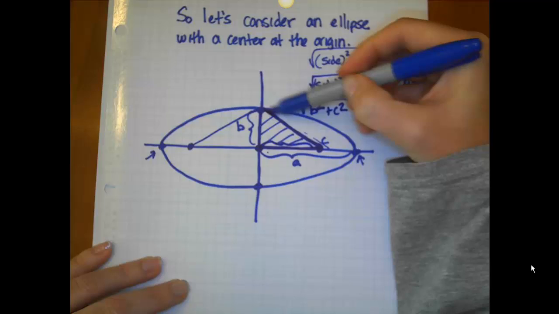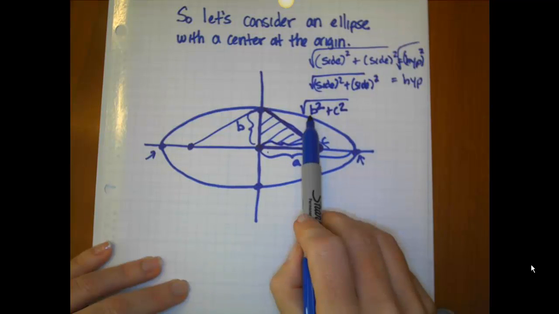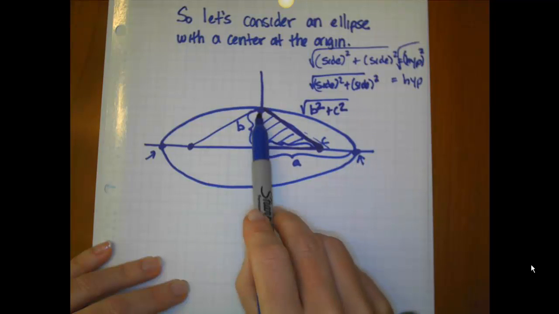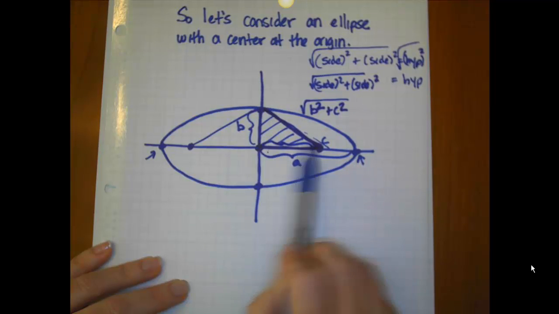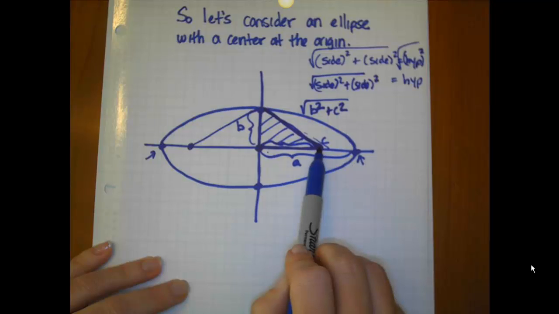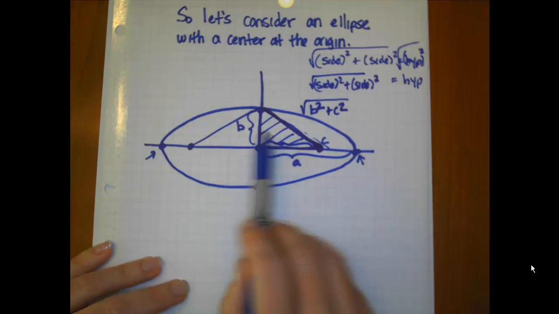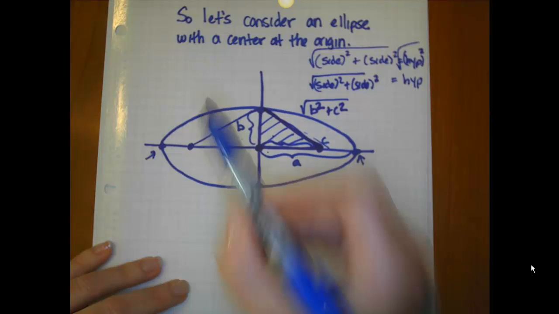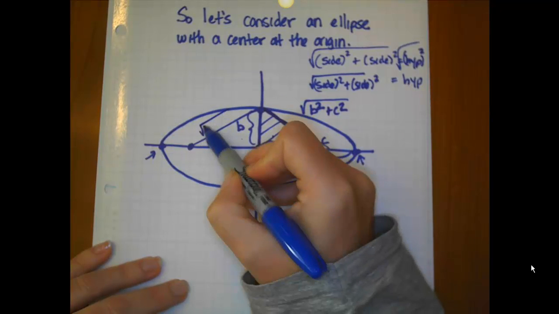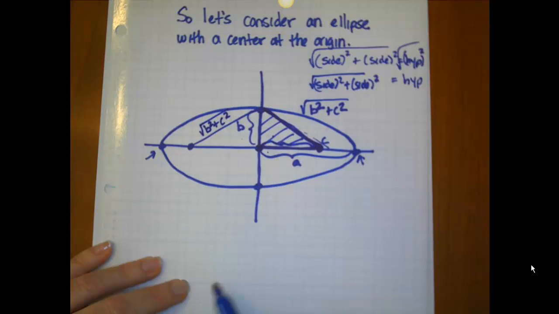So this hypotenuse can be defined as the square root of b squared plus c squared, where b represents the distance from the center to a point on the ellipse, and c represents the distance from the center to the foci. Well, the way that I have this picture set up, these two right triangles would be the same, so that means this side is also going to be the square root of b squared plus c squared.